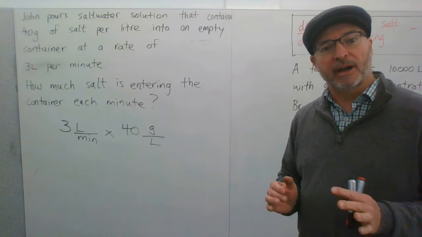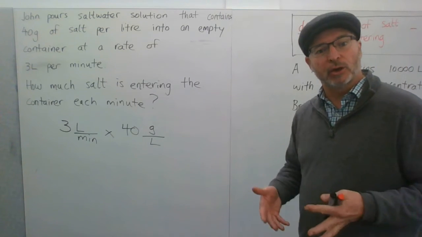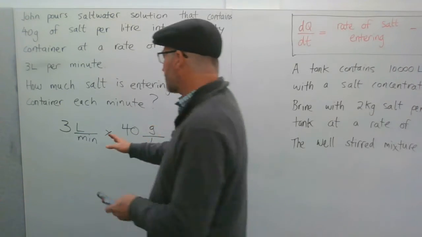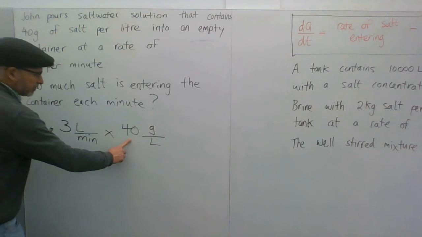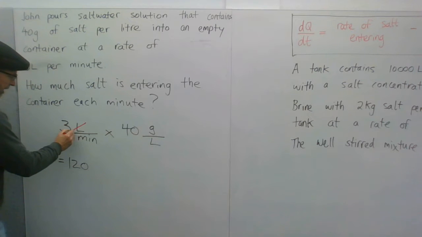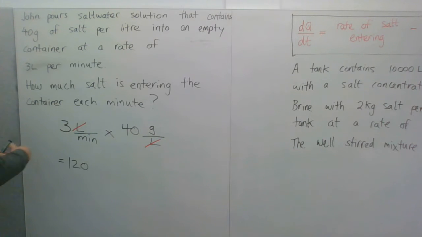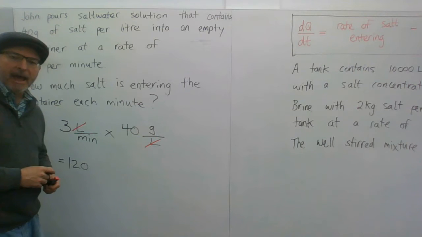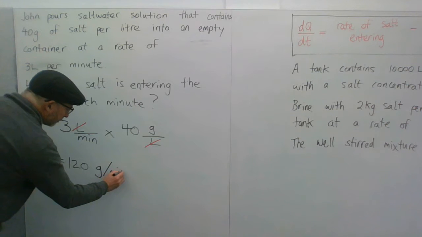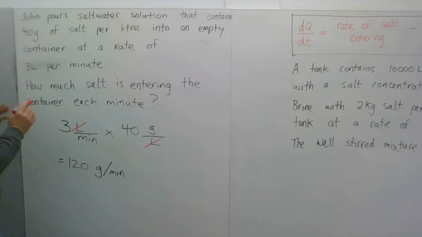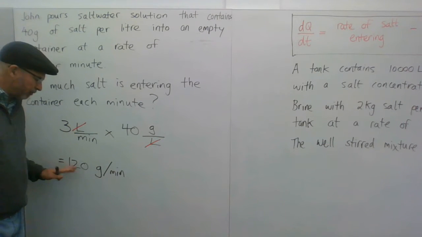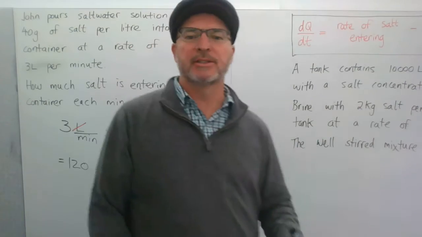We don't often do this, but I find it helpful to multiply and treat the units kind of like algebra to find out what the final answer is. So this is actually 3 times 40 is 120. And the litres cancel, and I get grams on the top and minutes on the bottom. So it's grams per minute. So that answers the question, how much salt is entering the container each minute? 120 grams per minute.